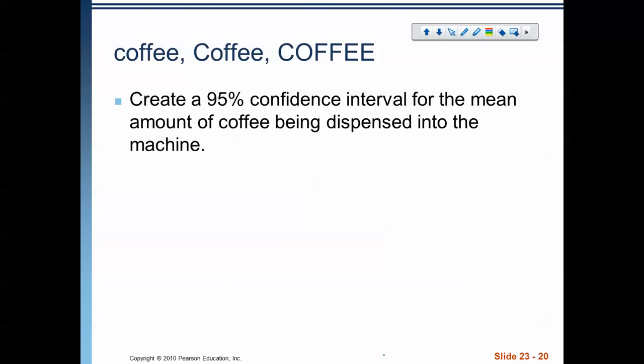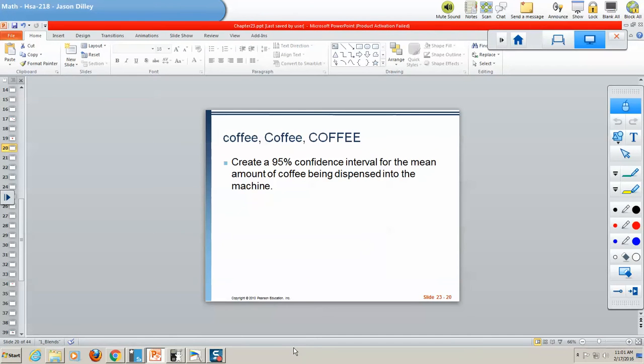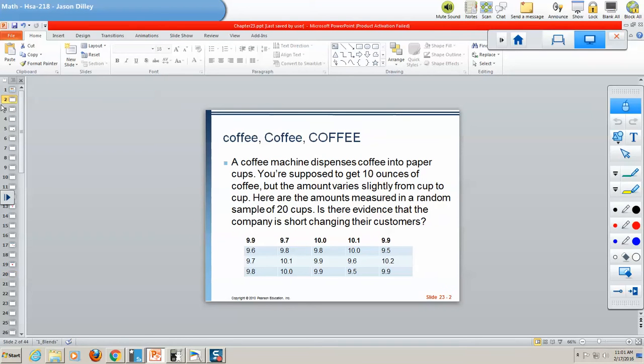So let's jump right into that, and let's use the same example that we used for our hypothesis test. We're going to create a 95% confidence interval for the mean amount of coffee being dispensed into the machine. Let me remind you real quick of the particular situation we're looking at here. We had a coffee machine that was dispensing coffee into paper cups.